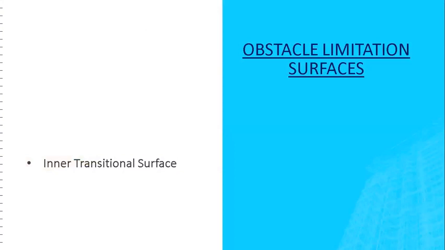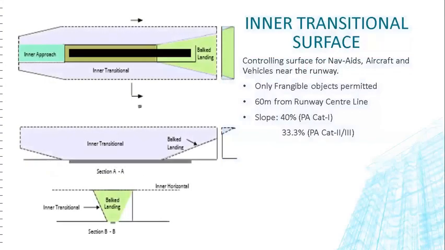Inner transition surface. The inner transition surface is similar to the transition surface but closer to the runway. The lower edge of this surface originates from the end of the inner approach surface, extends down the side of the inner approach surface to the inner edge of that surface, then along the runway strip to the inner edge of the baulked landing surface, and from there up the side of the baulked landing surface to the point where the side intersects the inner horizontal surface. The inner transition surface should be used as a controlling surface for navigational aids, aircraft, and vehicle holding positions which have to be located near the runway. The transition surface should be used for building height control measures.